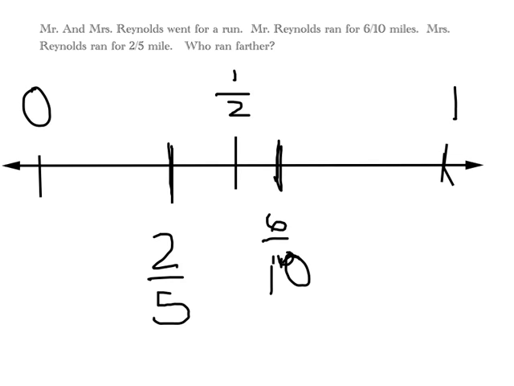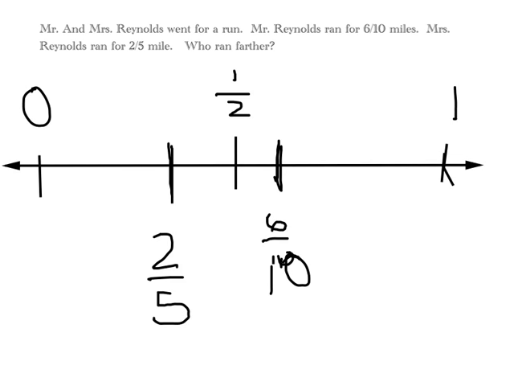So who ran farther? Well, we know that Mr. Reynolds ran 6/10 of a mile, so he ran farther. We can explain this by saying that Mr. Reynolds ran farther than Mrs. Reynolds. I know this because 6/10 of a mile is more than half, and I know that 2/5 of a mile is less than half.